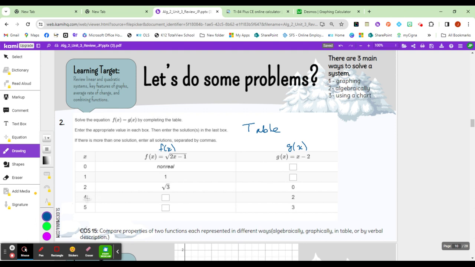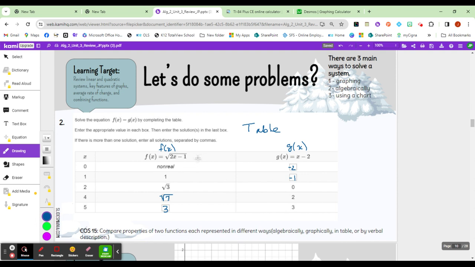So when x is 4, we're going to do 2 times 4 is 8. 8 minus 1 is 7. And so we'll end up with a square root of 7 when x is 4. When x is 5, we'll do 2 times 5 is 10. 10 minus 1 is 9. The square root of 9 is 3. And then we'll fill these in. When x is 0, 0 minus 2 is negative 2. When x is 1, 1 minus 2 is negative 1.